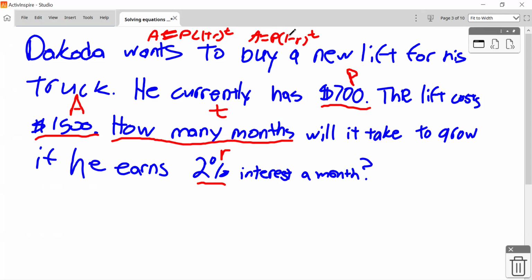Up at the top, y'all notice that, it's the regular growth, regular decay formulas I mentioned. The other thing I forgot to underline: how long will it take to grow? Grow, increase, exponential growth. Even if it didn't explicitly have the word grow, we're starting at 700, trying to get to 1,500, so obviously we're trying to get more.